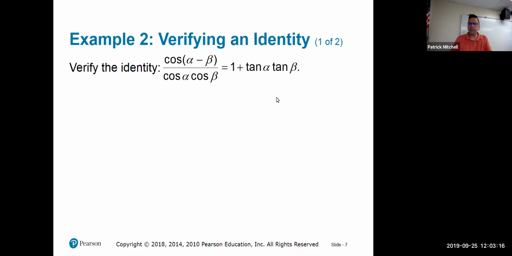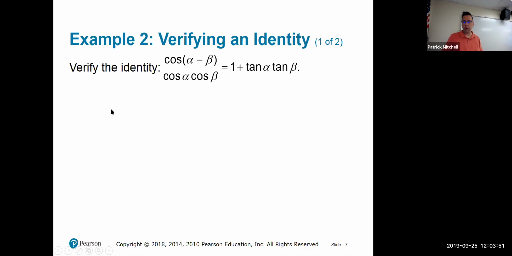So this identity says the cosine of alpha minus beta divided by cosine alpha cosine beta is supposedly equal to 1 plus tangent alpha tangent beta. So I may have mentioned in section 5.1 that as you get more practice with verifying identities, certain things start to pop out at you. And what pops out at me in this one is the cosine of alpha minus beta. We've just been talking about that.